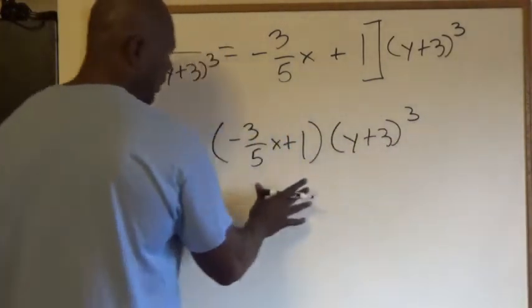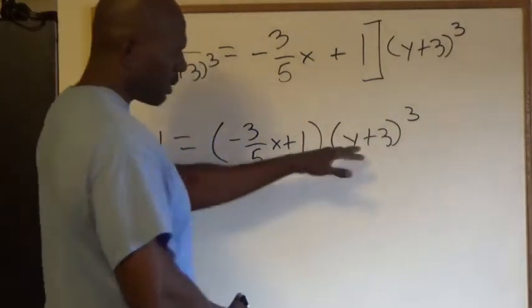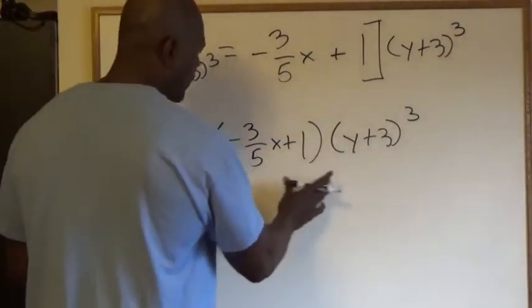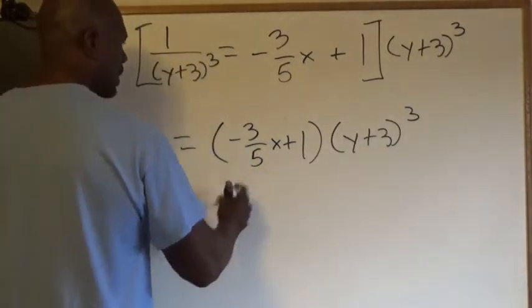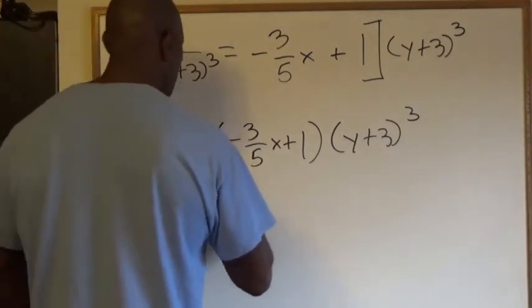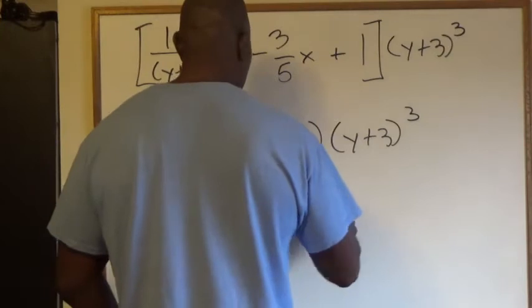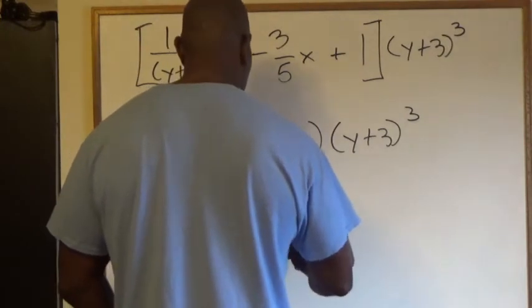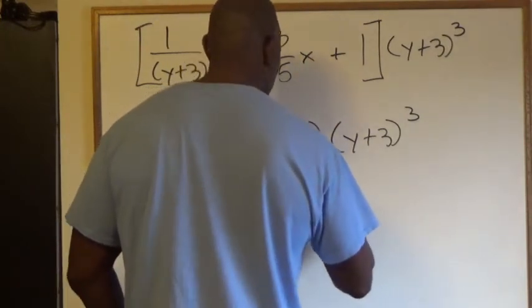Next thing I would do is divide by this. Again, my objective is to get y by itself. So now I'm going to divide both sides by this guy, and I'll get y plus 3 cubed is 1 over negative 3 over 5x plus 1.